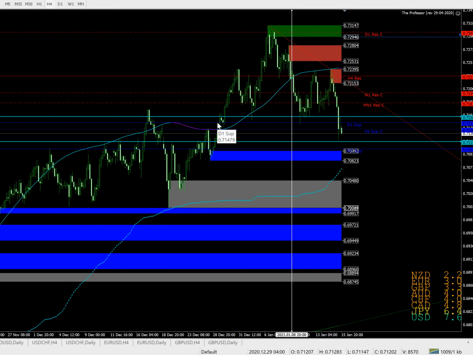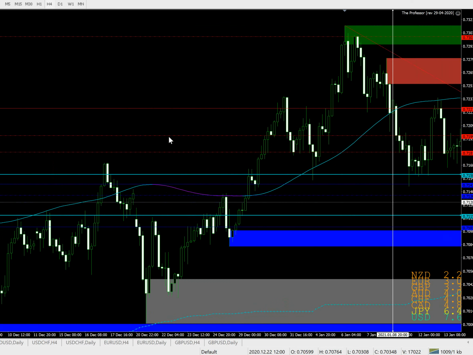So if you look at this, the D1 support, okay, it is right at the bottom of those candle bodies where that little resistance happened. Just in case you can't see this very clear, here we go. That's what I'm talking about, okay?